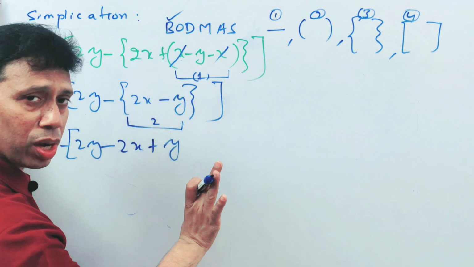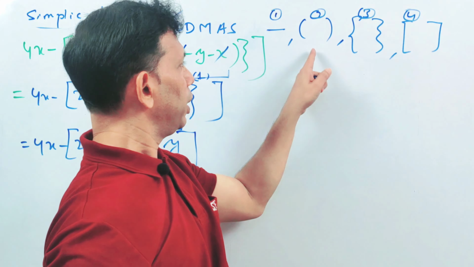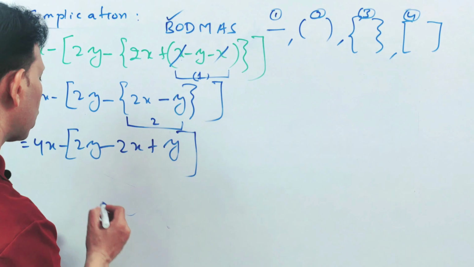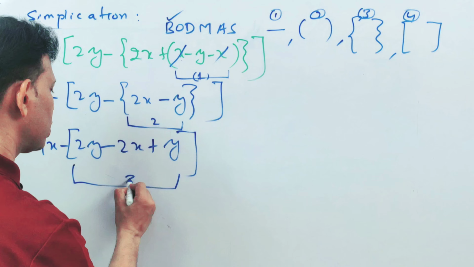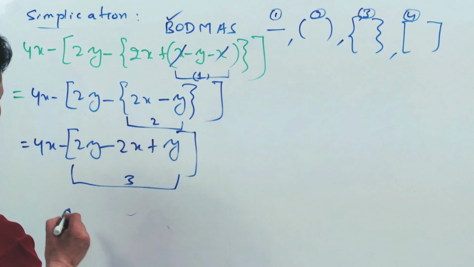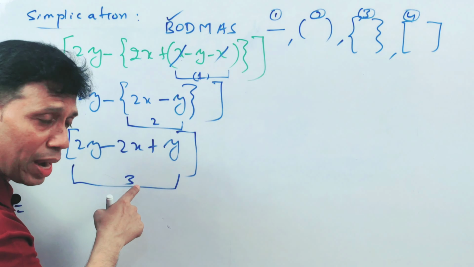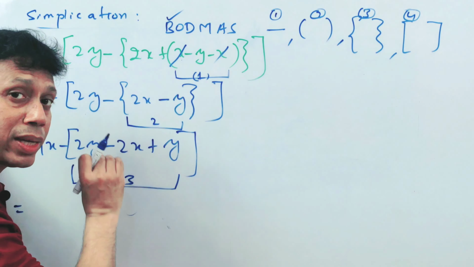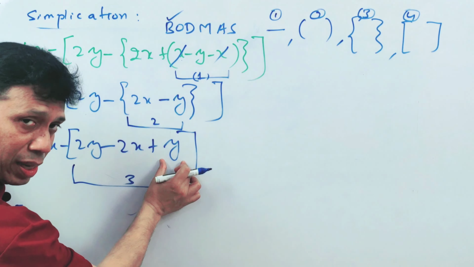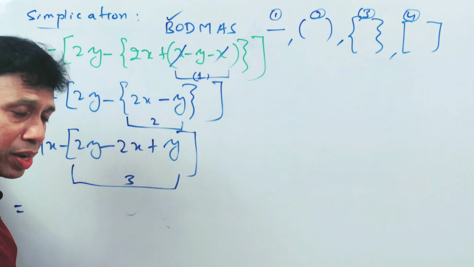Next, this curly bracket work is over. Now the square bracket has been given. After the circular bracket and curly bracket work is over, then the square bracket we will do. So I will write step 3 like this, step 3, and I will do it here. So 4x, inside the bracket, when we are going to solve that, let us find any like terms. Yes, 2y and y are like terms. So 2y plus y is 3y, right?